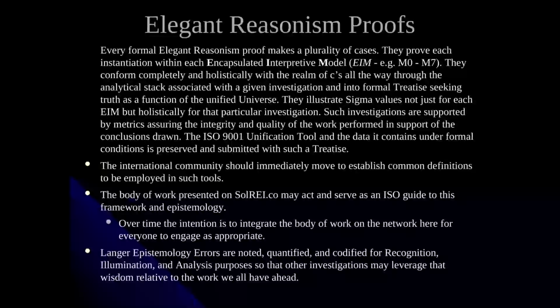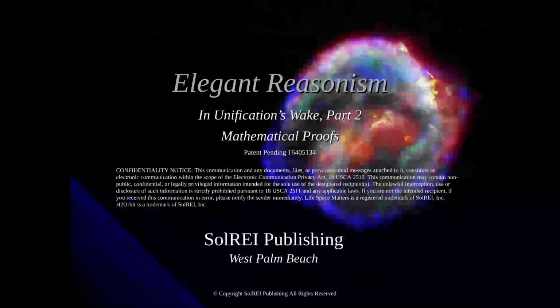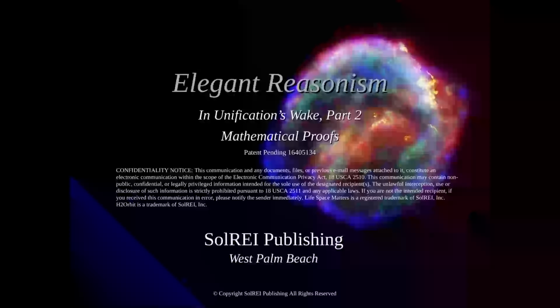Larger epistemology errors are noted, quantified, codified for recognition, illumination, and analysis. And so that's the discussion about mathematical proofs and how an elegant reasonism proof differs from a traditional proof.